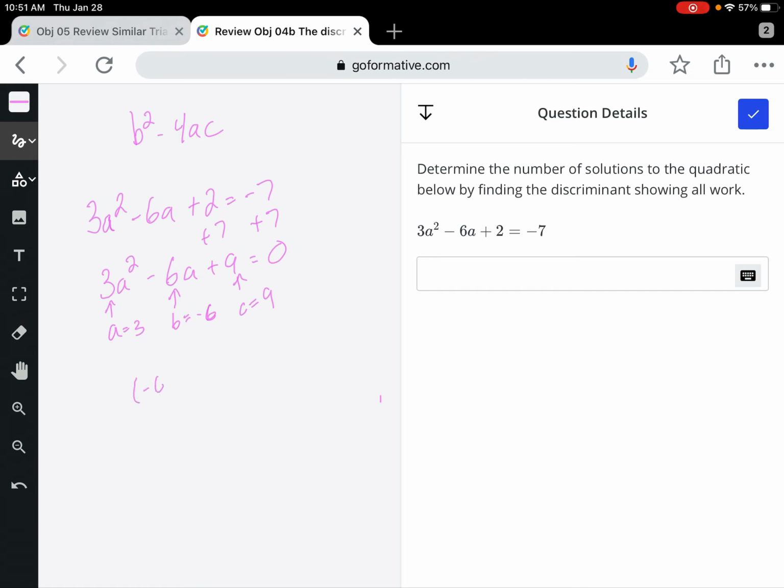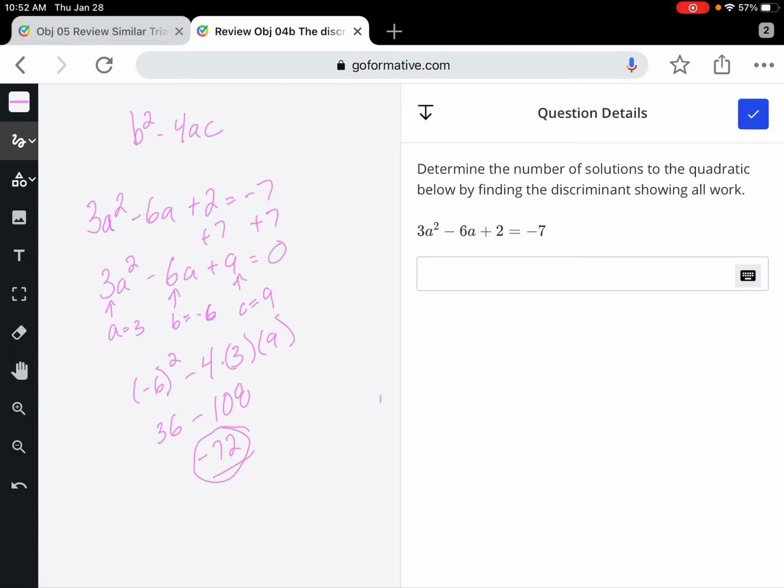So I put that in. This is going to be -6, always put this in parentheses, squared minus 4 times 3 times 9. So that's going to be 36 minus 4 times 3 times 9. So this is going to be 36 minus 108. And 36 minus 108 is going to be -72.